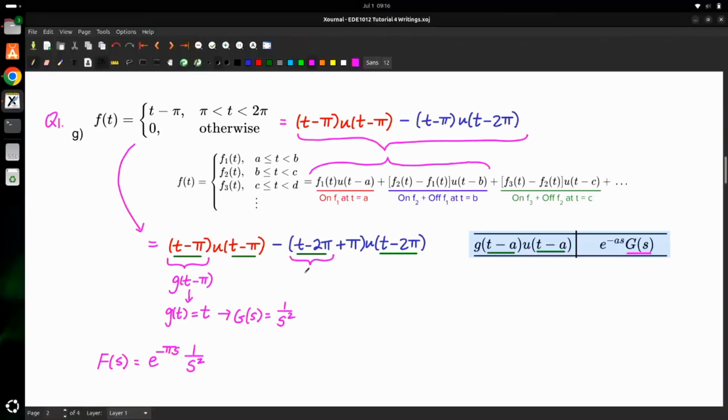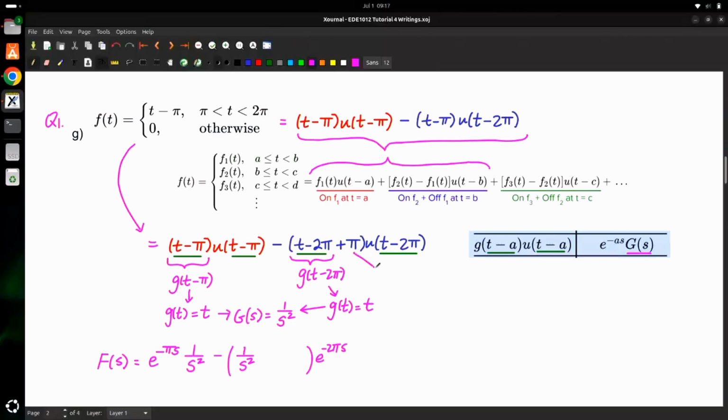Agree? Because this guy is g of t minus 2 pi, so therefore g of t is also t. Then G of s is just 1 over s squared. So therefore, the second term will be minus of, put a bracket, then you have your 1 over s squared, then later on need to multiply by e to the minus 2 pi s, because your a is 2 pi here. Okay? So then the last term, which is just pi, but pi is a constant.